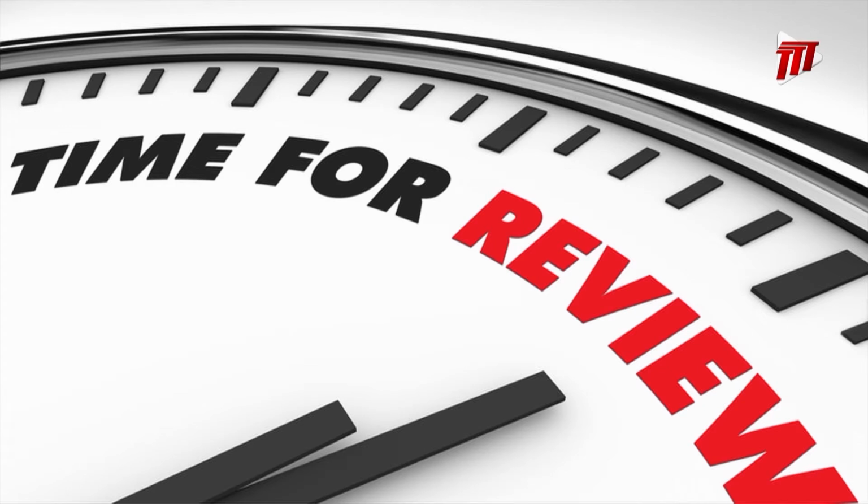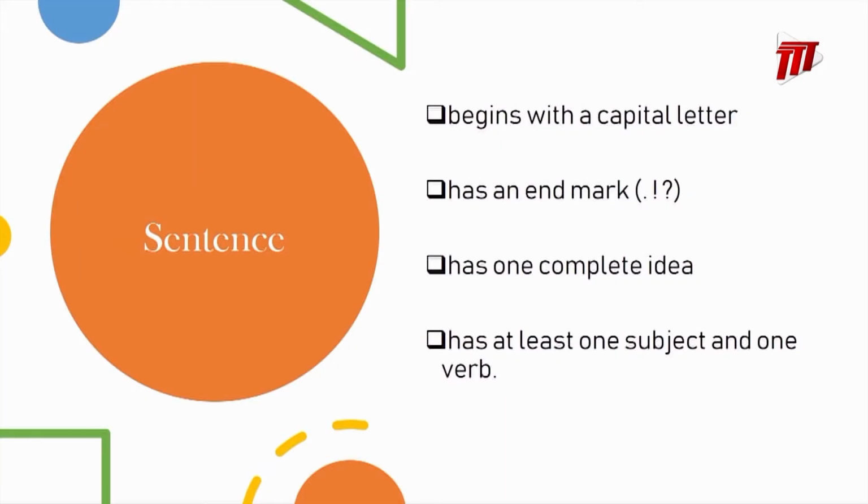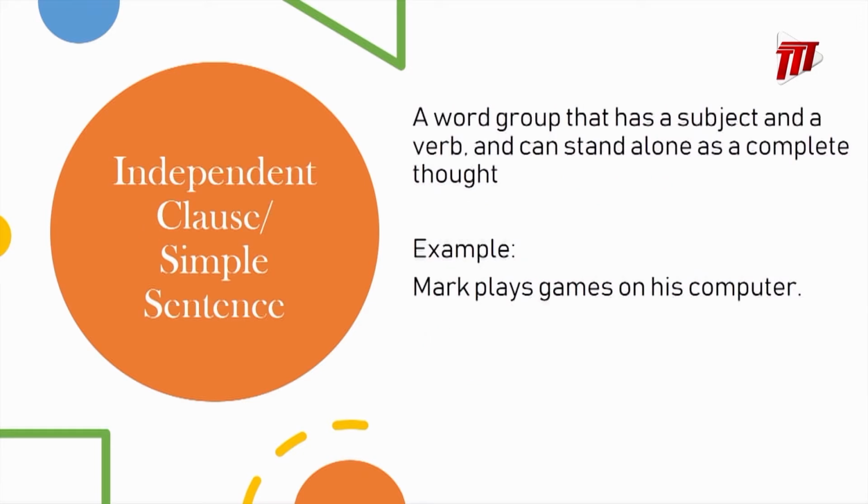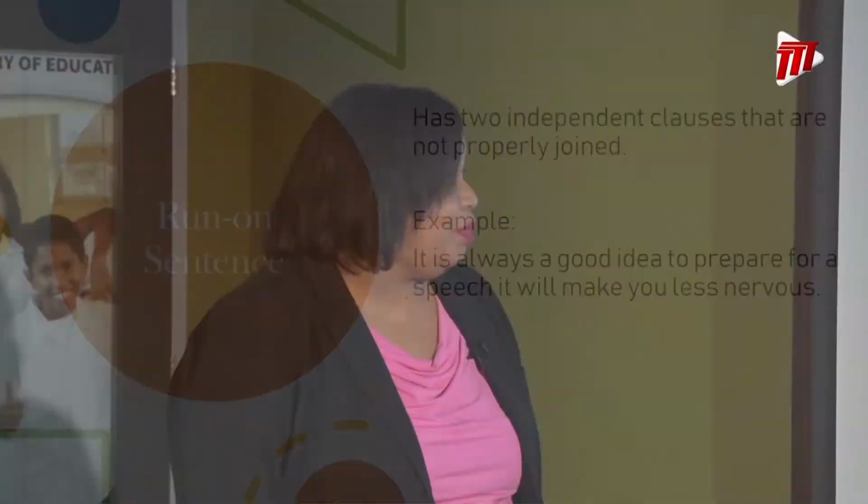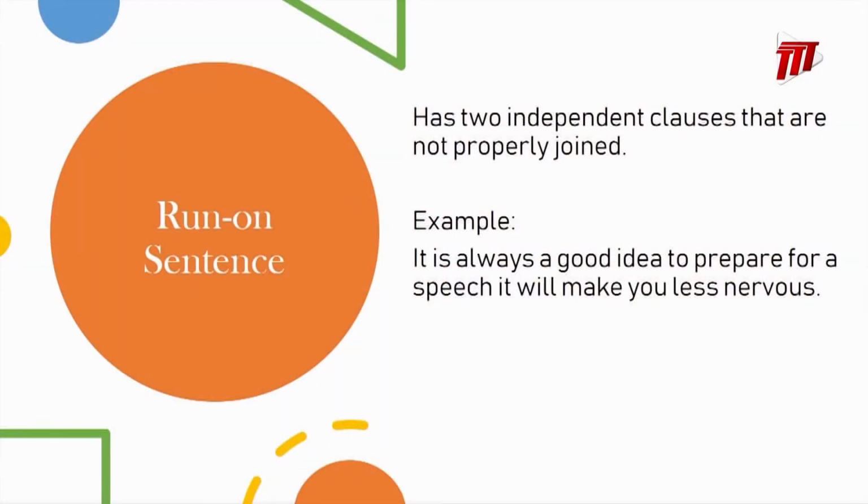In the first lesson, we were reminded that a proper sentence begins with a capital letter, has the appropriate end mark, has one complete idea, and has at least one subject. You also learned that an independent clause is a group of words that has a subject and a verb and can stand alone as a complete thought. For example, "Mark plays games on his computer." You learned in lesson 1 that a run-on sentence has two independent clauses that are not properly joined.